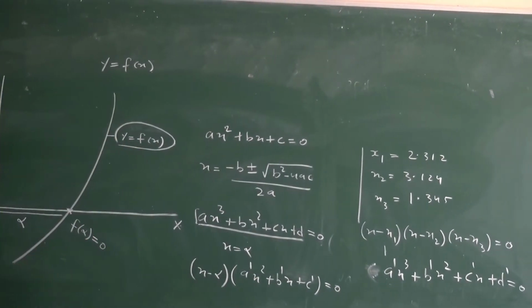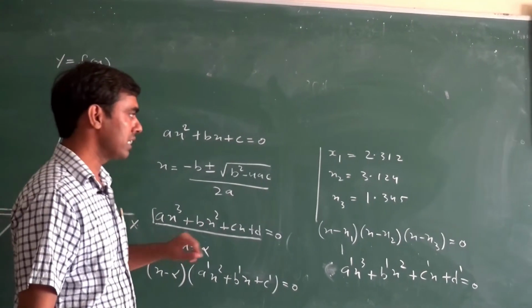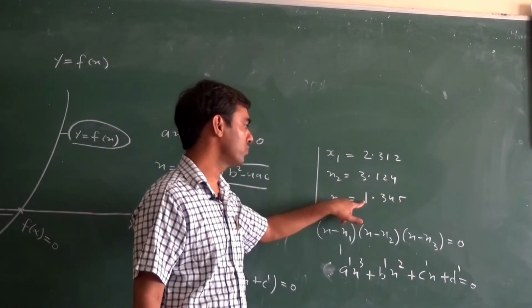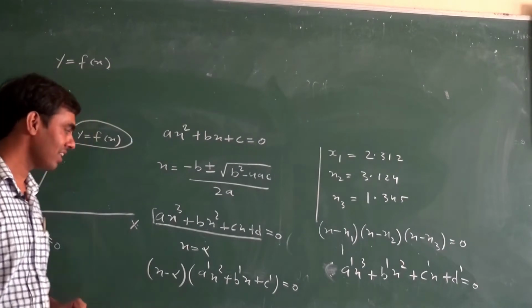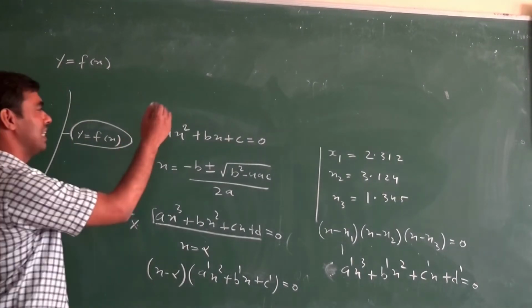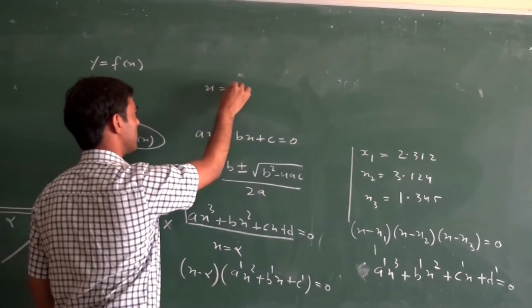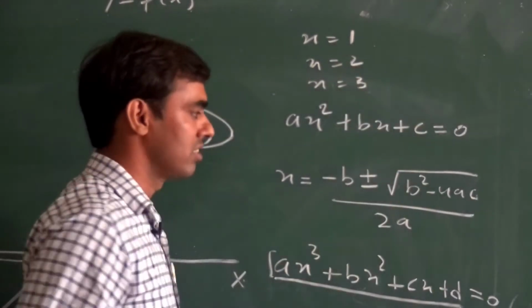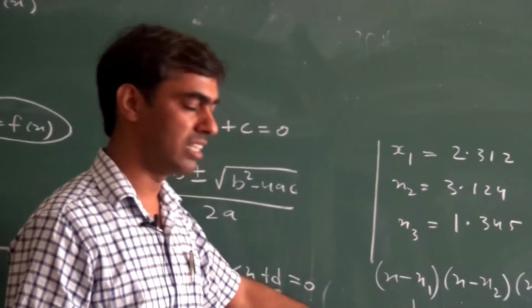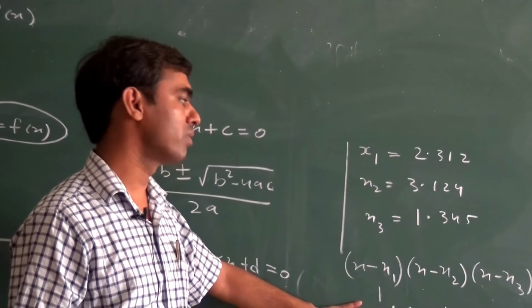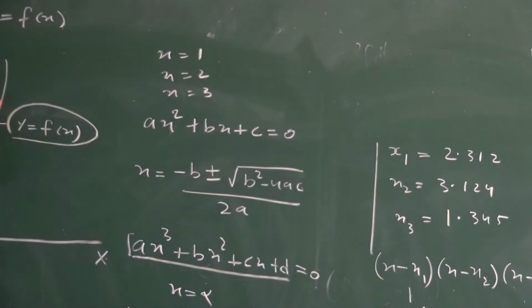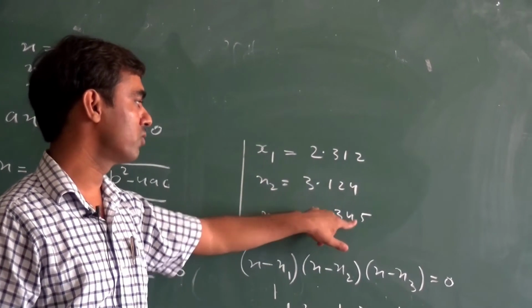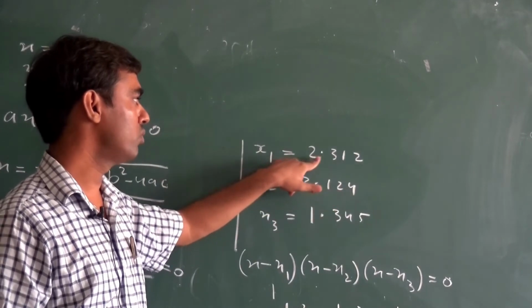Now try to think, if the roots are 2.312, 3.124, 1.345. In general we put integer values. Suppose we put x equal to 1, x equal to 2, x equal to 3. So what do you think about this equation? This equation does not equal 0 for any integer value, because what is the root? The roots are 1.345, 3.124, 2.312.